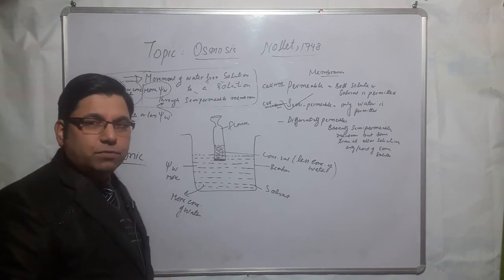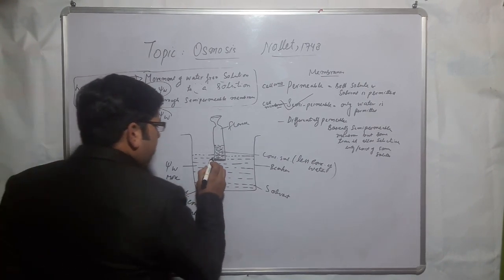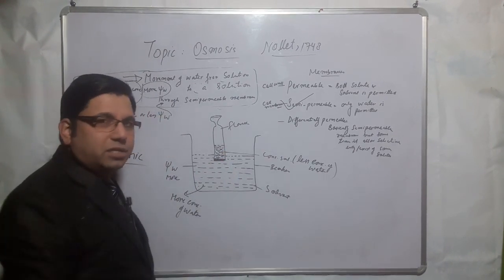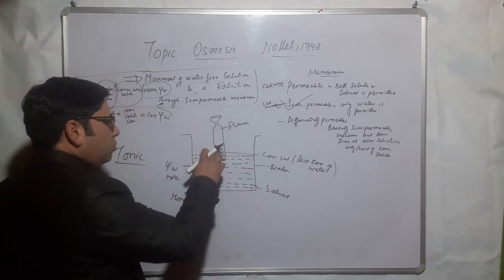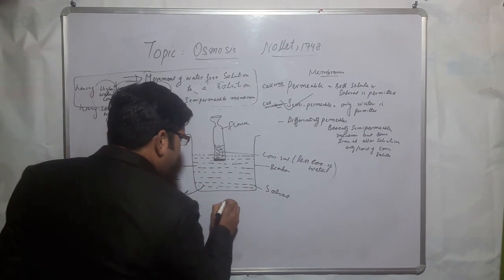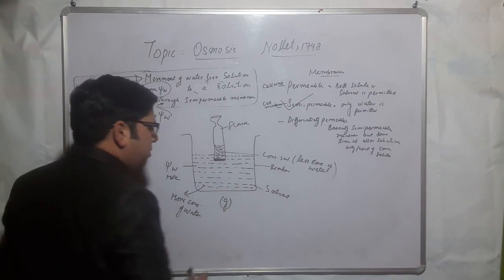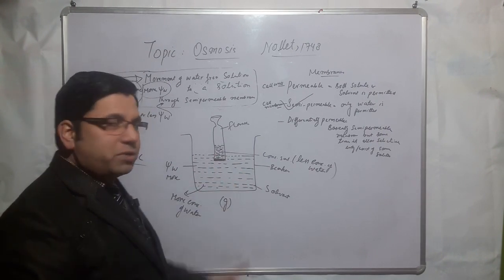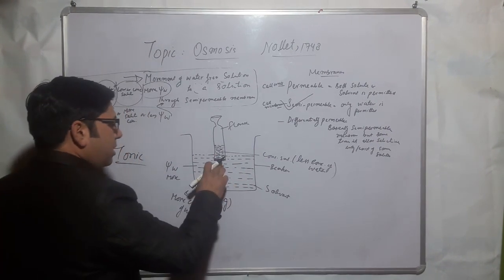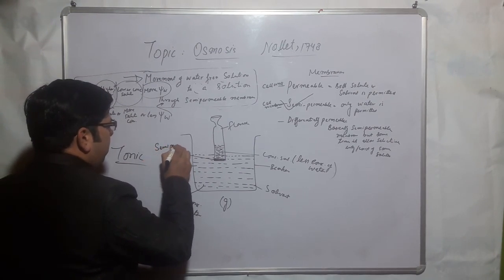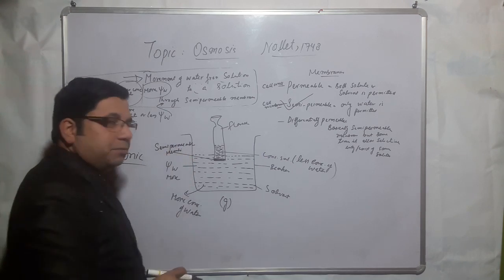Now what will happen? Do you know? This is a semipermeable membrane. That means no solute is going down inside the solution, because it will not allow the solute particles to come down due to gravity. Even if there is acceleration due to gravity, the solute cannot come down because there is a semipermeable membrane. So this is the semipermeable membrane.